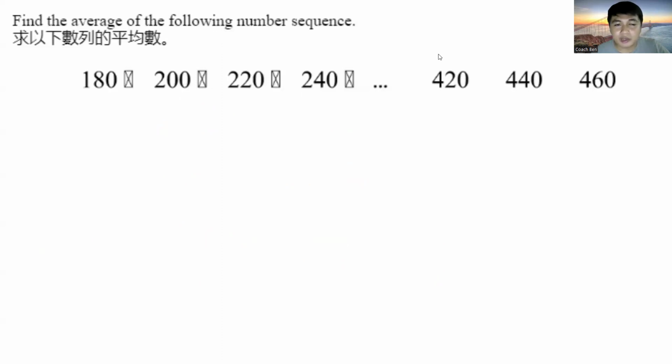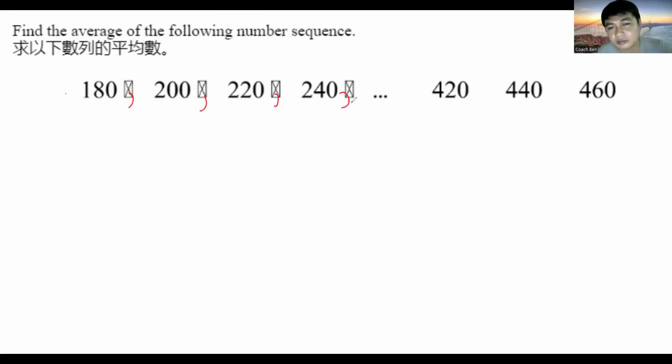Find the average of the following number sequence. So I think the picture is a bit wrong. There should be a comma, right? 180. So find the average of the following number sequence. You have 180, 200, 220, 240, 420 up until 440, 460. Okay, so does anybody want to volunteer for number 2?